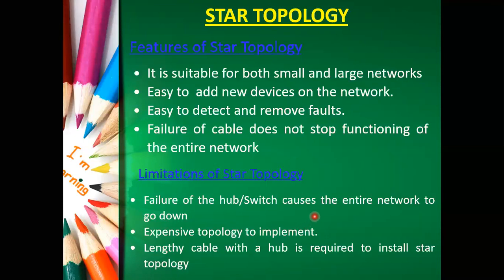If we talk about limitations of a star topology, in this case, if the central device, that is hub or switch, breaks down, or if some failure occurs, then the network will go down. As lengthy cables are involved, and the central device is also involved, and they are used to extend or for larger networks, that's why it is expensive to implement. And for this type of topology, lengthy cables are used to make a larger network.